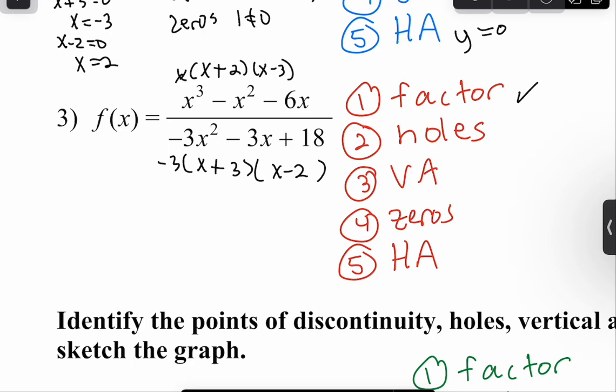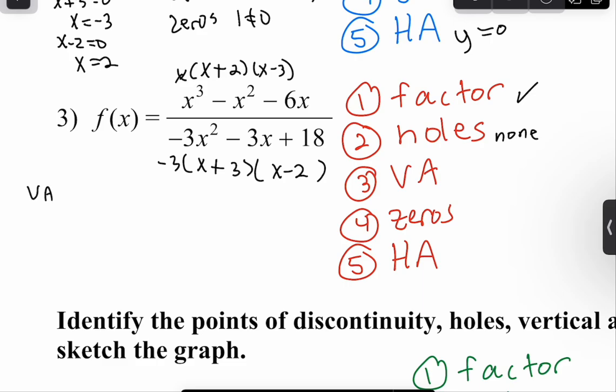There are no factors in the top that match a factor in the bottom. They're super close, but there's nothing that matches the top and the bottom. So when that happens, there are no holes. But there are some infinite discontinuities. There are some vertical asymptotes.